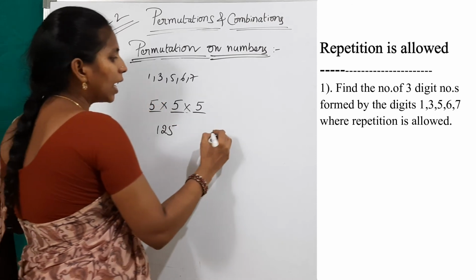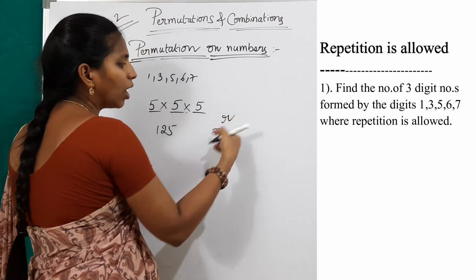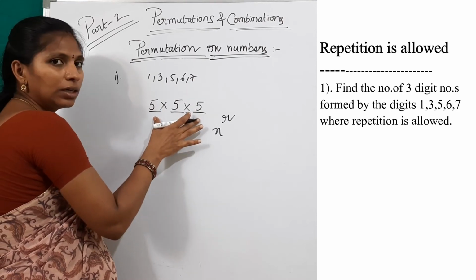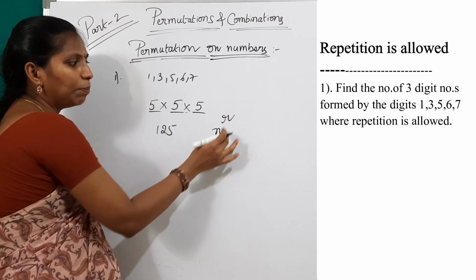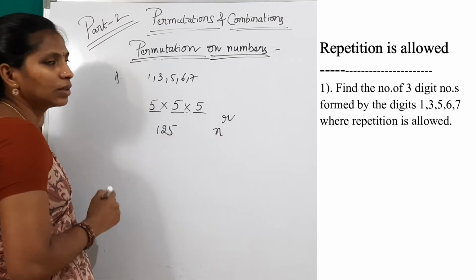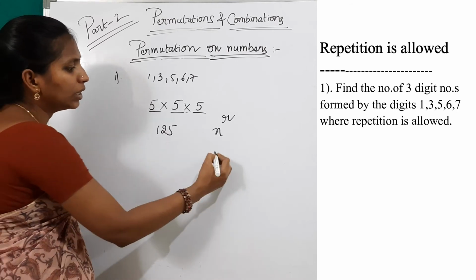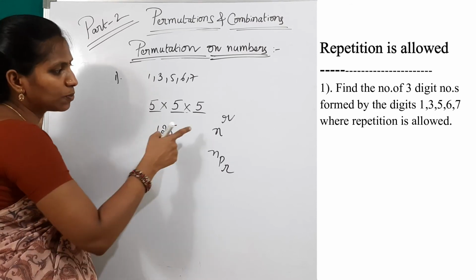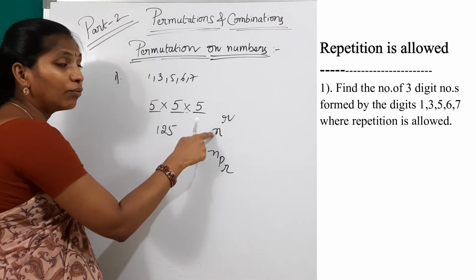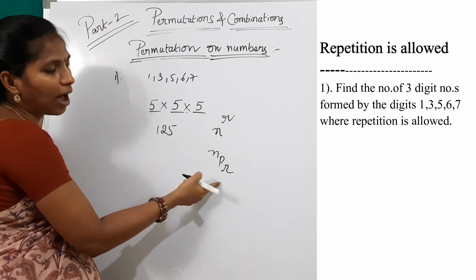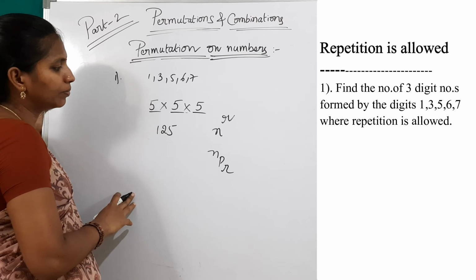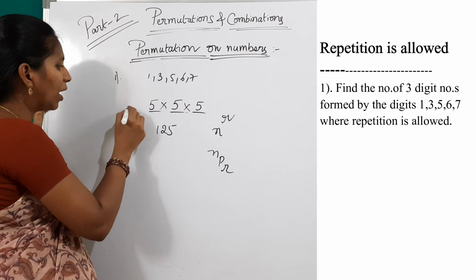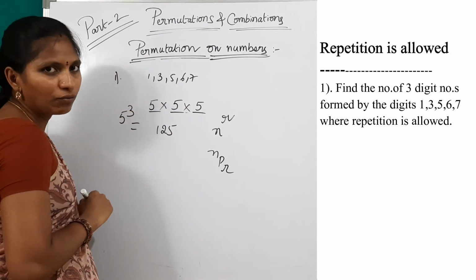If the repetition is allowed, then the formula is n power r. If there are n digits, then to find an r-digit number, n power r is the result. If repetition is not allowed, then nPr is the result. Please note this point: n power r when repetition is allowed, nPr when repetition is not allowed. Here the answer is 5 cube, 125.